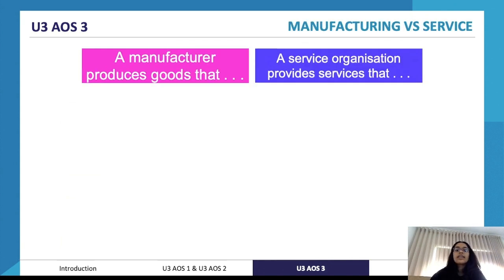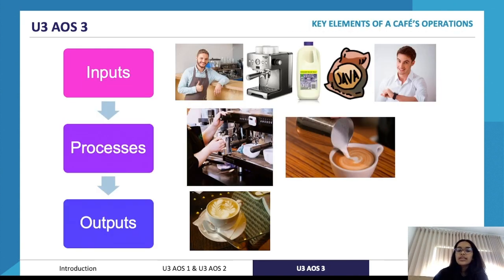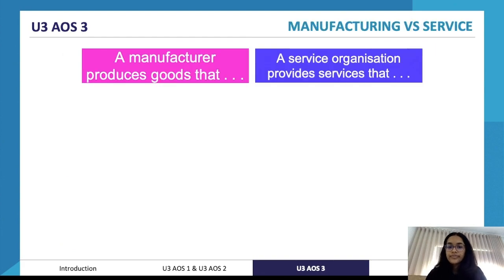So hopefully that made sense, but just think about what are the materials, how the business uses those materials to transform them into the outputs, and then the output should be fairly straightforward. All right.